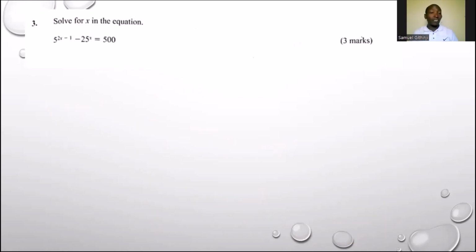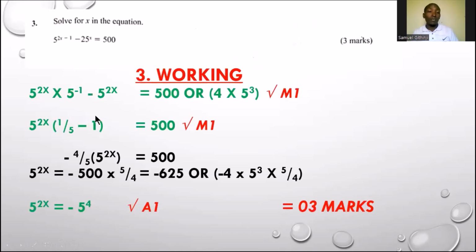Going ahead with question number 3, the student was given 5 raised to power 2x minus 1, minus 25 raised to power x, equals 500. So the student was expected to solve for x. So there is the working.